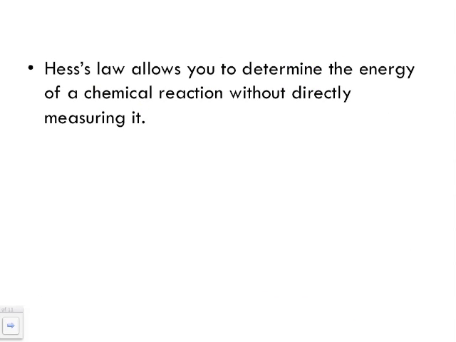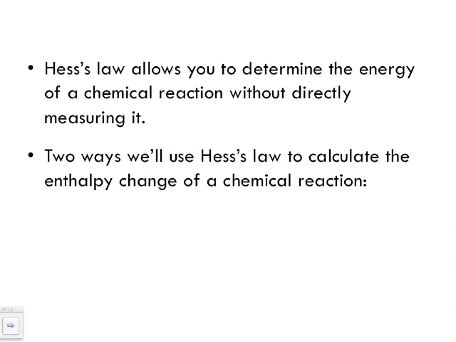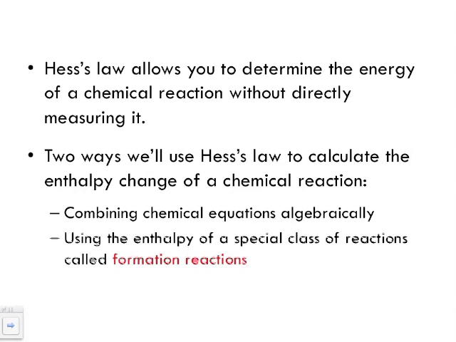Hess's law allows you to determine the energy of a chemical reaction without directly measuring it. As we've said before, some reactions are very difficult to maintain in a controlled environment. So there are two ways that we'll use Hess's law in this video and in a future video. In this video, we're going to look at combining chemical equations algebraically, like I showed you before. This is what we're going to focus on with today's video. And with the next video, we're going to be looking at using enthalpy, a special class of reactions called formation reactions. And I mentioned that we would look at formation reactions in a future lesson, and I talked about this in previous videos.